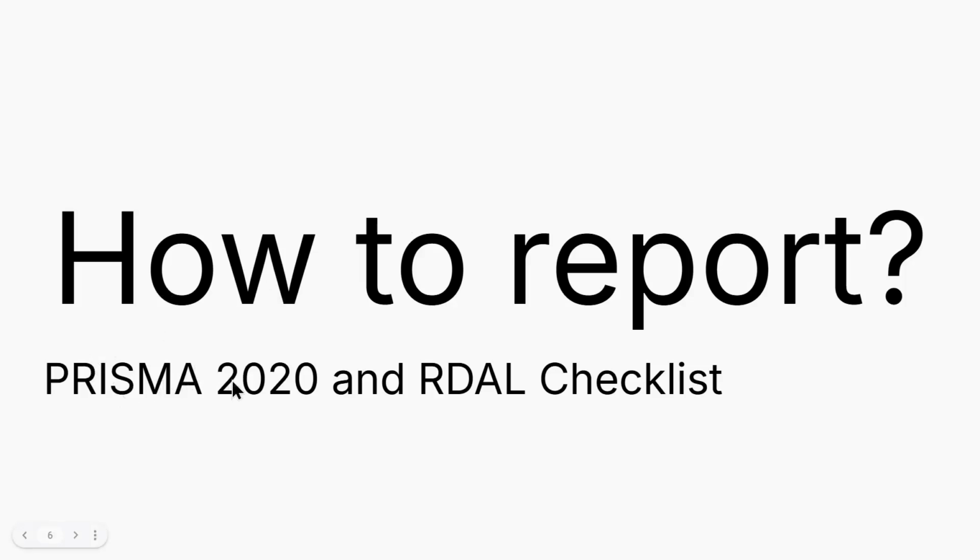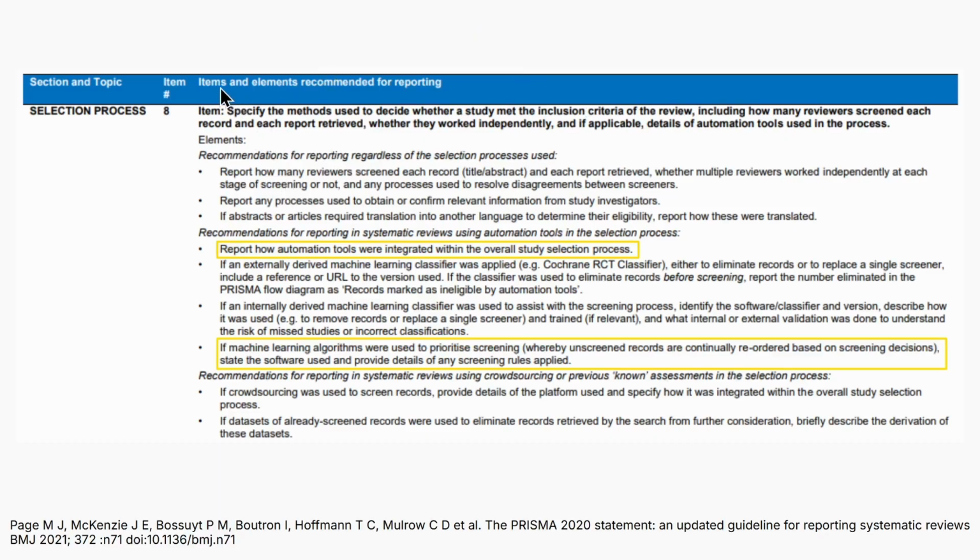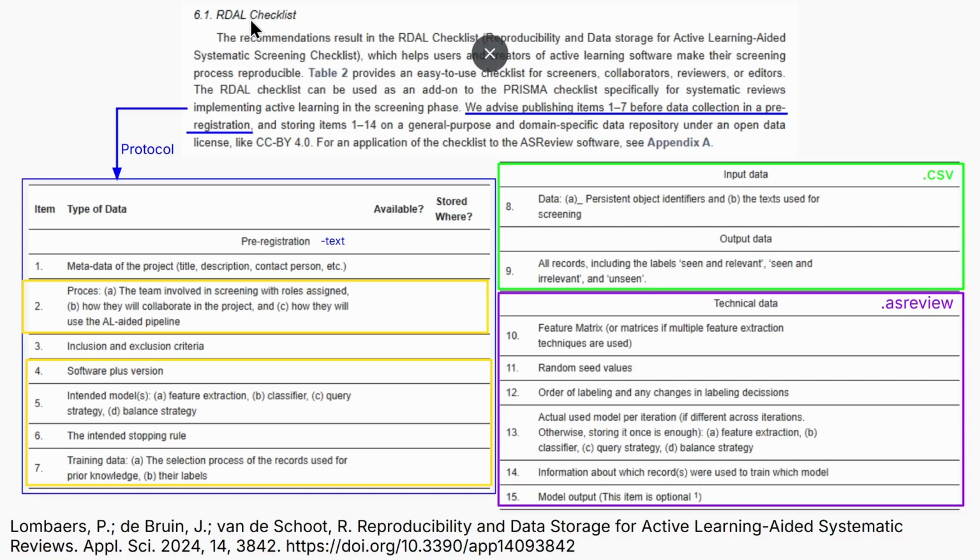Great. So finally, how to report all of these things. Probably you know the PRISMA 2020, but for tools that use machine learning and active learning, you have to follow the RDAL checklist. That's because PRISMA 2020 recommends reporting these things, but they only recommend providing the version of the software and maybe some rules. But the RDAL checklist was developed because for reproducibility, it's better to provide more information, more details. So they created 15 items.